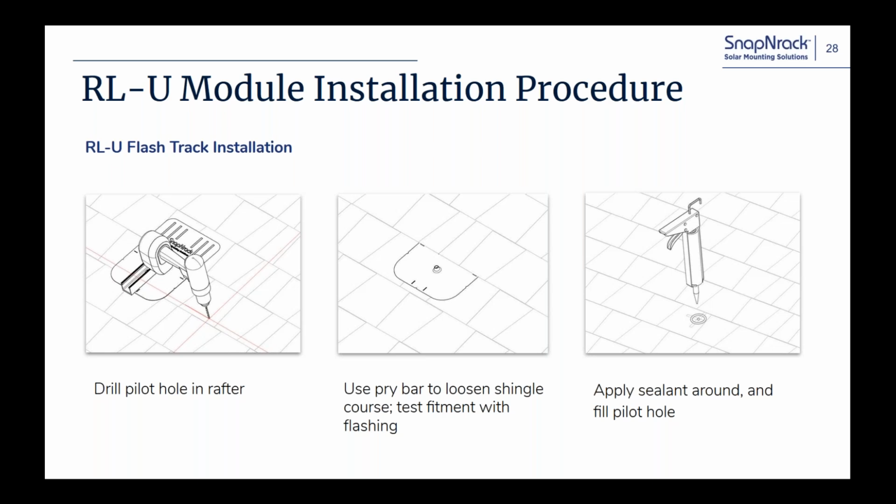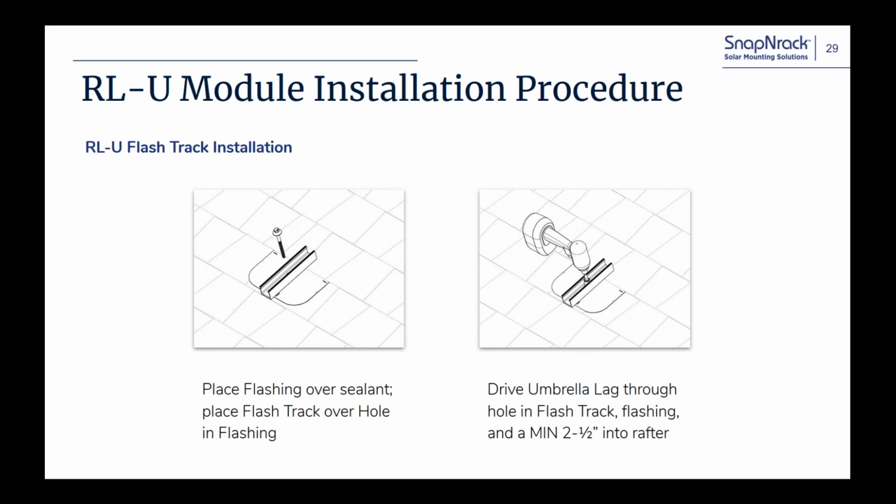So you go ahead and drill your pilot hole. You'll use a pry bar to loosen up the composition, and put your flashing in place. Make sure it fits. You'll go ahead and pull that out and put some sealant down. Fill the pilot hole with sealant, and typically a little donut around the pilot hole. Take your flashing, place it back over the pilot hole, take your flash track, put it over the flashing, and drive your lag into the rafter.